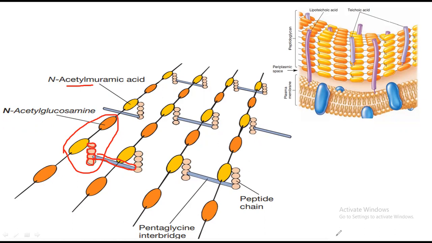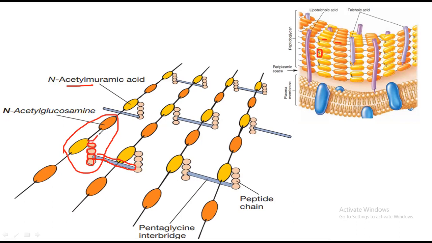It binds the layers to each other, and this is very important. Just because of this peptide interbridge, these layers are bound to each other, and because of it, it gives strength to the peptidoglycan layer. So compare this image with this animated picture. This yellow color is the N-acetyl muramic acid, and this orange color is the N-acetyl glucosamine. And look at these curved lines. These are the peptide interbridge.